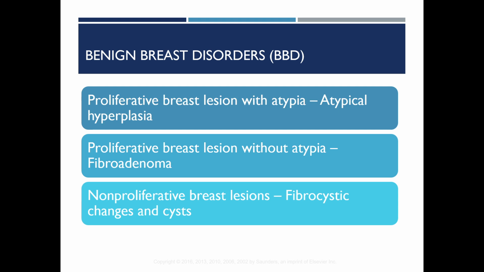Women who are approaching menopause. Intraductal papilloma. This is a mass in the duct that results in bloody nipple discharge. It's usually not palpable, and it usually occurs in women between the ages of 40 and 55.